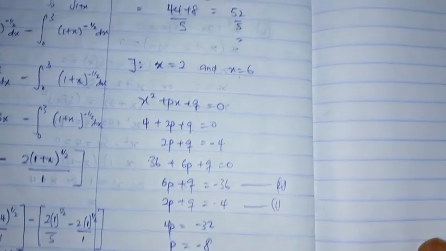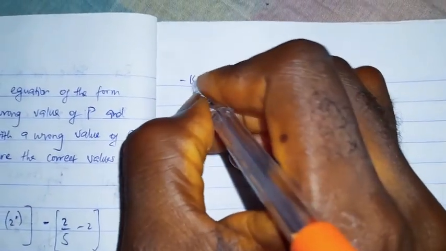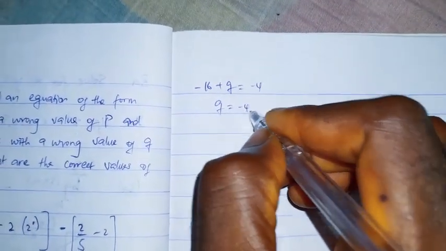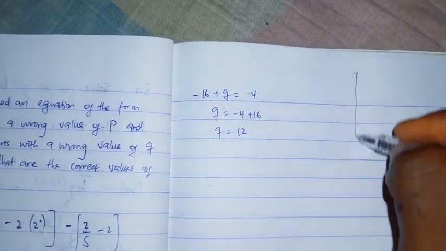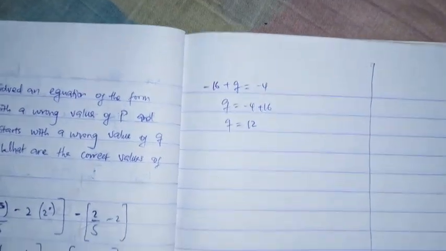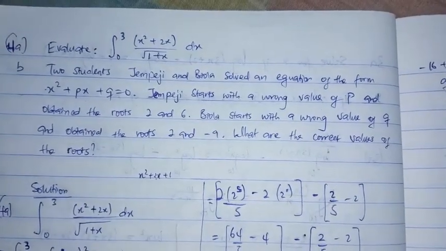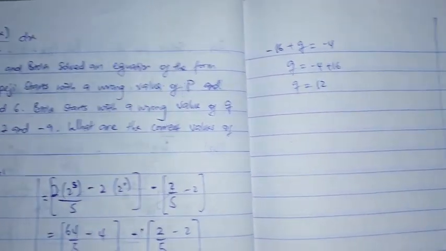If p is minus 8, equation 1 now becomes 2 into minus 8, that's minus 16, plus q equals minus 4. Minus 16 plus q equals minus 4. q equals minus 4 plus 16. My q then is equal to plus 12. As simple as that. So that's for Jimpenji's answer. Now, it said Biola started with a wrong value of q and obtained the roots as 2 and minus 9.